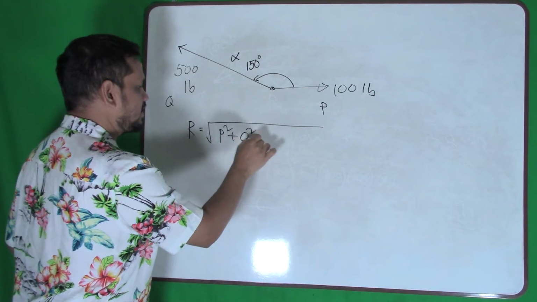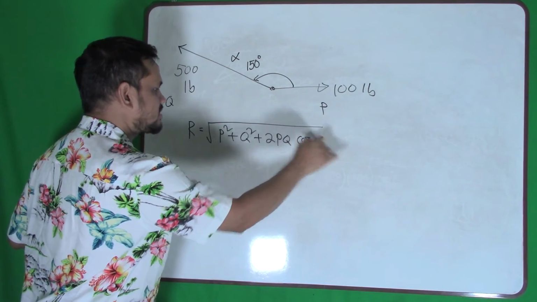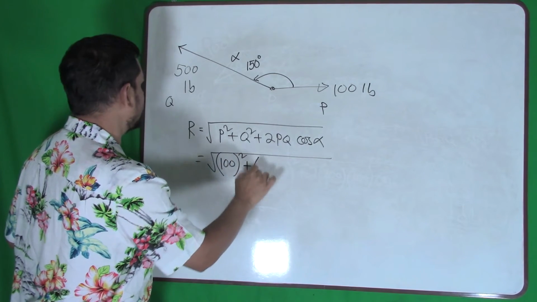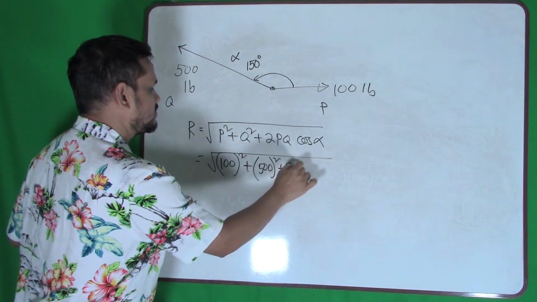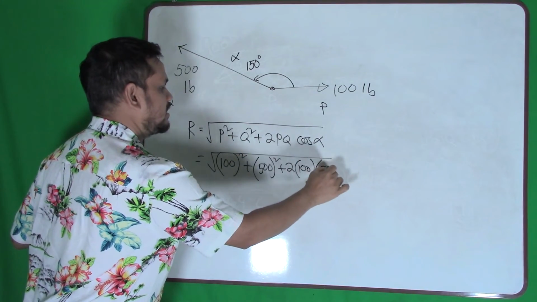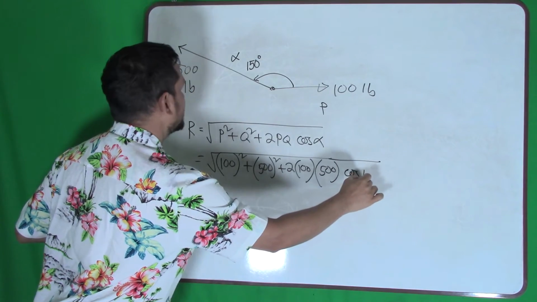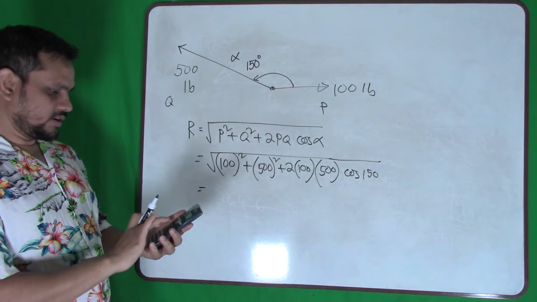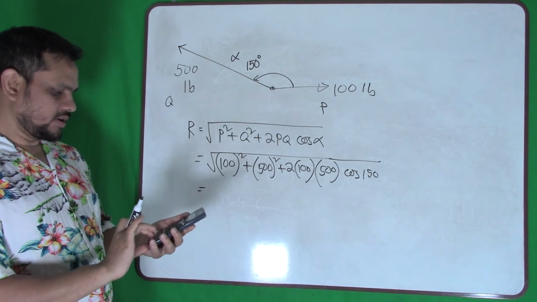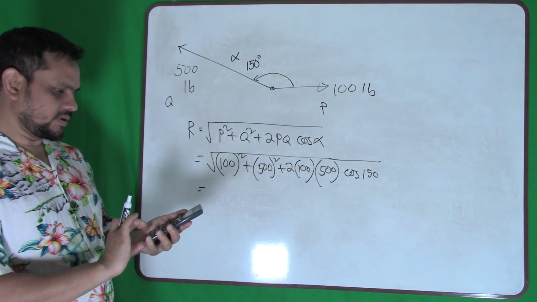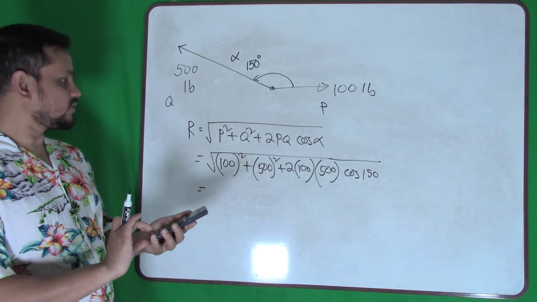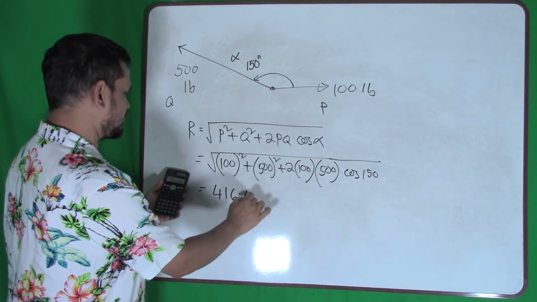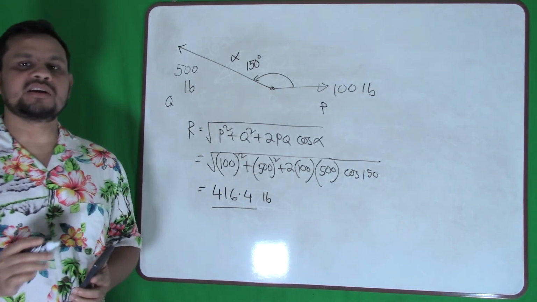P squared plus Q squared plus twice PQ cosine alpha. P is 100, Q is 500, twice P Q cosine 150. So the square root of 100 squared plus 500 squared plus twice 100 times 500 times cosine 150. I got 416.4 pound. So this is the value of the resultant.